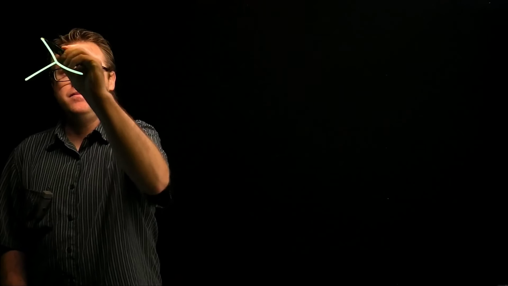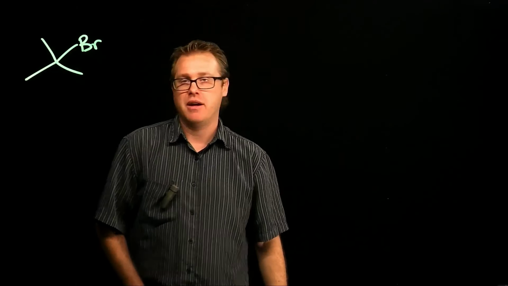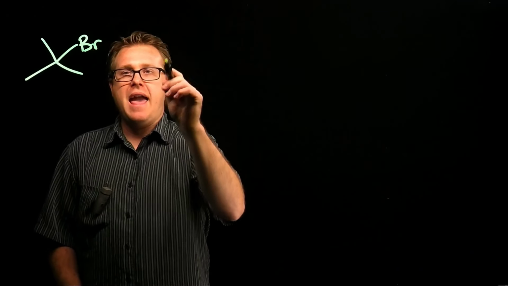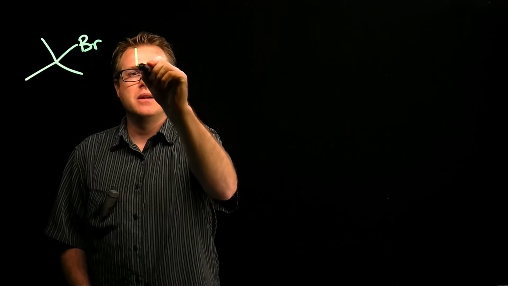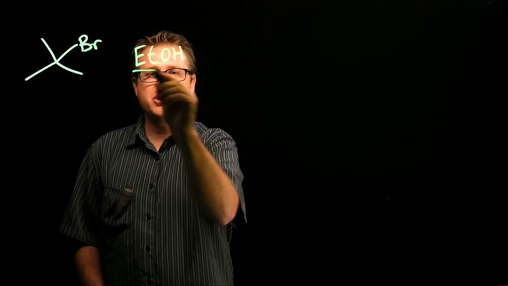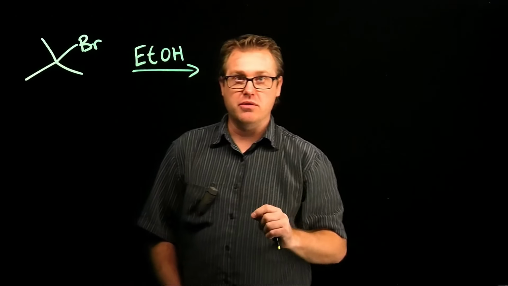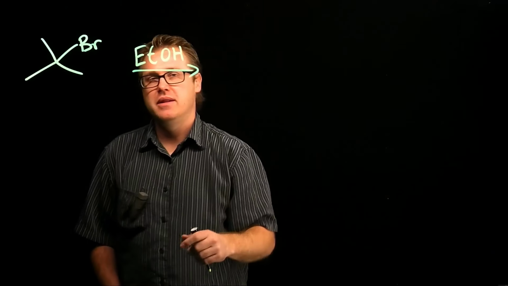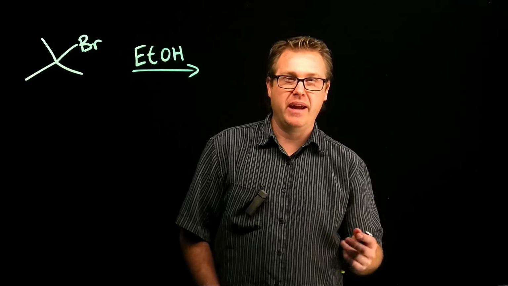Let's now take a look at a situation where you have an alkyl halide, and in this particular case, a tertiary alkyl halide, and you treat it with a solvent. All right, let's use the solvent ethanol. And the feature of this solvent is that you can see that it's neutral, right? So this is ethanol. And this solvent is a weak nucleophile and a weak base.